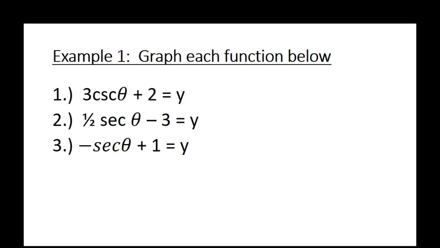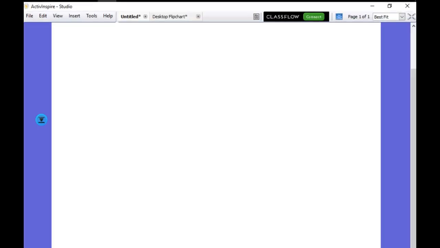All right. So here's the first thing I want you guys to do. 1/2 secant theta minus 3. The first thing I want you to do is rewrite this equation with the reciprocal function in there instead, just like I did on my last one. So go ahead and do that. And then I'll call on somebody to tell me what they wrote.